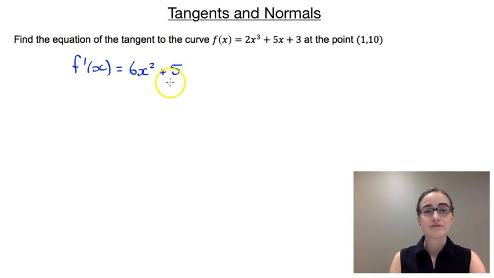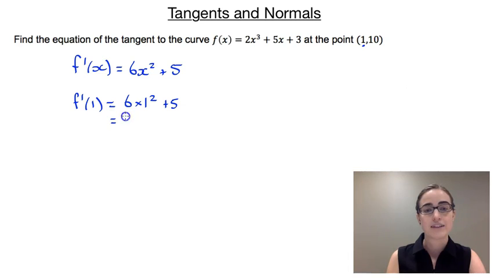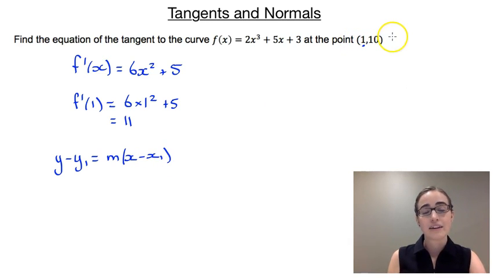So that's the gradient function, but to find the derivative or the gradient at the point 1, 10, we're going to substitute in that 1 for x. So f dash 1, the gradient at that point, would be 6 times 1 squared plus 5, which will give us 11. So this is the gradient we need in that formula, y minus y1 equals m outside of x minus x1. And this point up here is our x1, y1.